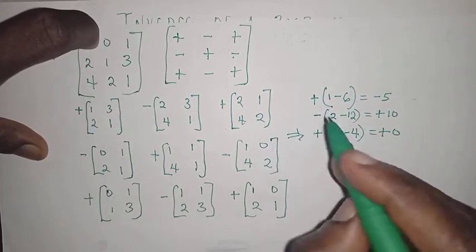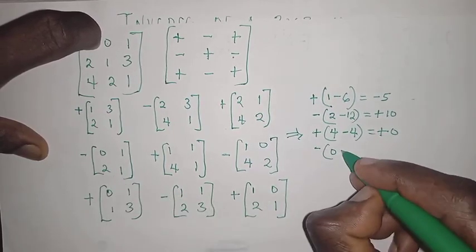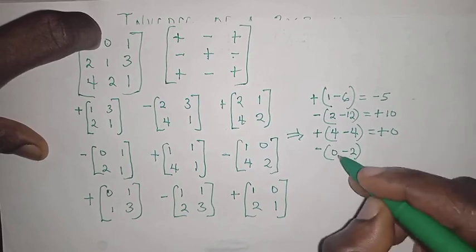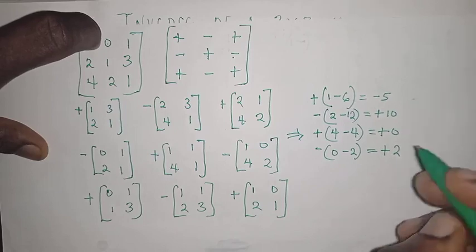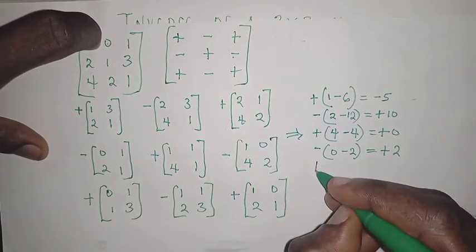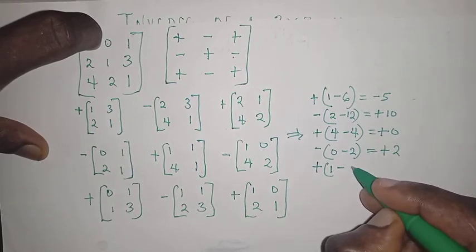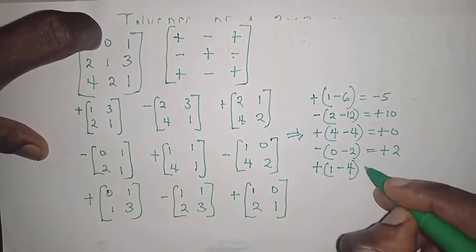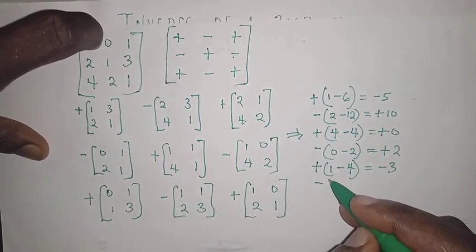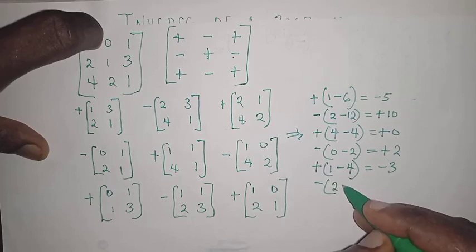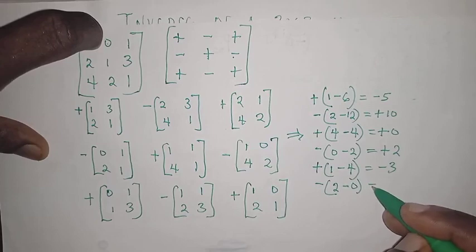Then for the next one, I'm going to get 0 times 1 is 0, 2 times 1 is 2. So that's minus 2 times minus, so it's plus 2 we've got there. This is going to give me plus 4. 1 times 1 is 1, minus 4 times 1 is 4. So this is going to give me minus 3. Well, this is going to give me 1 times 2 is 2, 4 times 0 is 0. So this is going to give me minus 2.